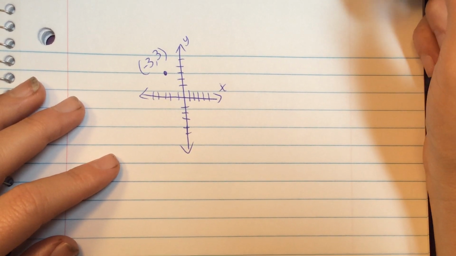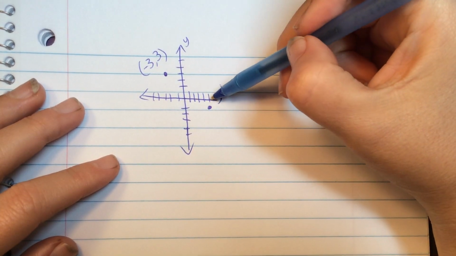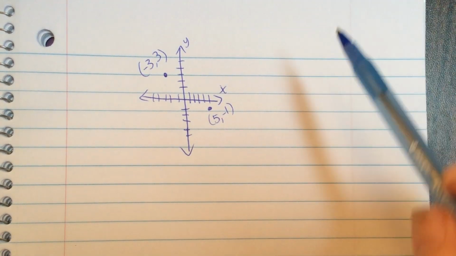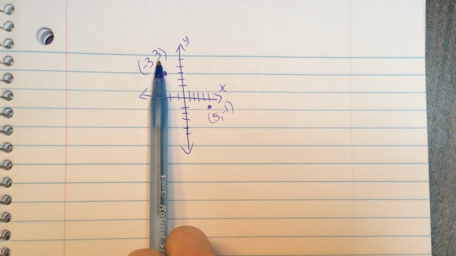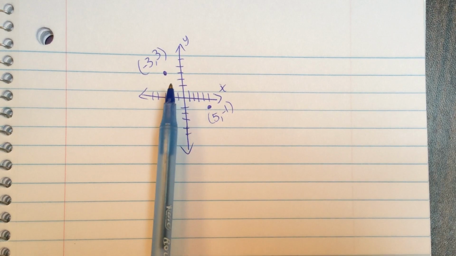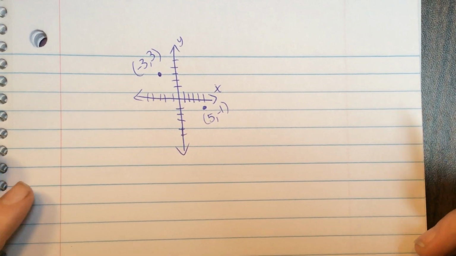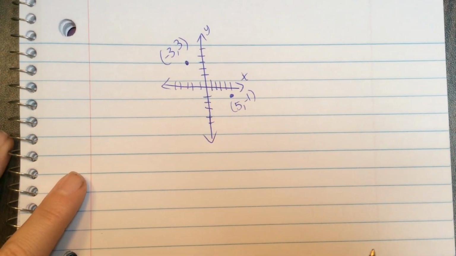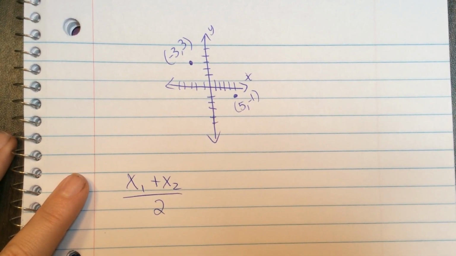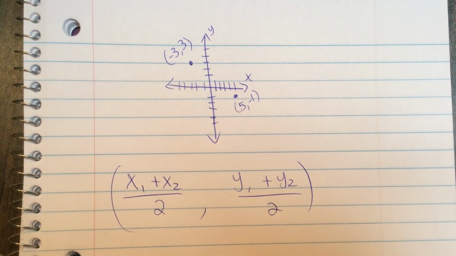And let's put one, how about right here? So over 5, down 1. So our two coordinate points are -3, +3, and +5, -1. We went over 5, down 1. We went -3, up 3. Okay, so the formula says to take the x's and add them together, and then divide by 2. Then take the y's, add them together, and then divide by 2.